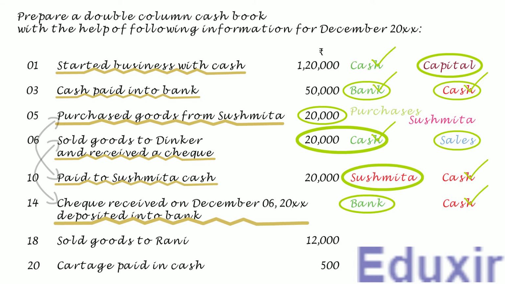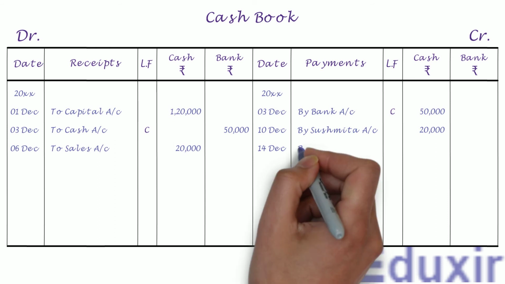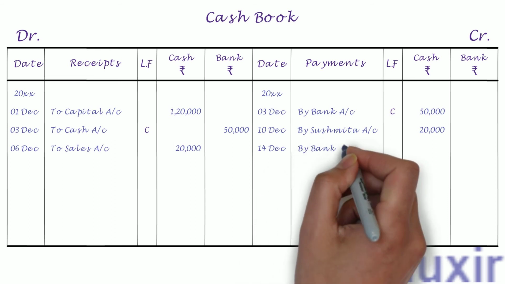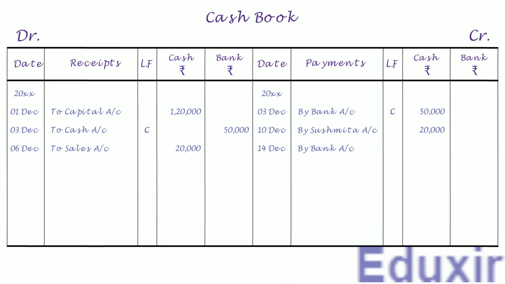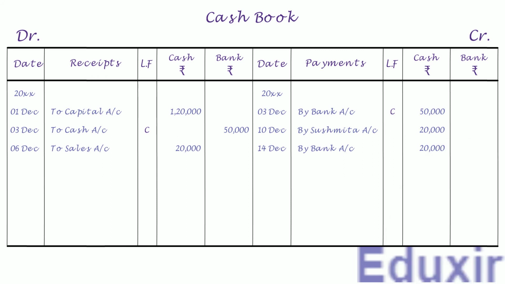With this analysis at our disposal, let us proceed with the posting of this transaction on the credit or payment side of the cash book. Let us first record the date. Let us then record bank account in the payments column. Let us then record the credit amount of 20,000 rupees in the cash column. Also note that as this transaction involves depositing the cash into the bank, we need to write C in the ledger folio column, indicating that this is a contra. This indicates that this entry should not be posted into the ledger account. With that, we have completed the posting of this cash entry into the cash book.